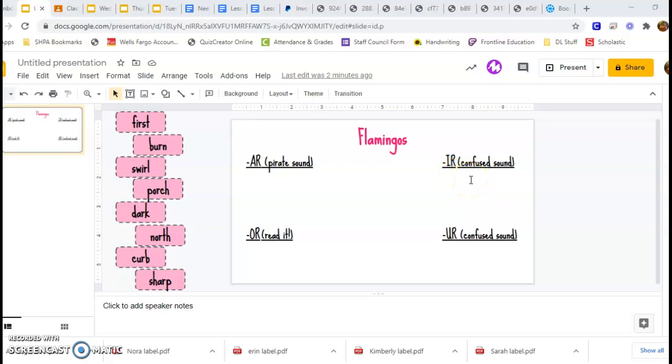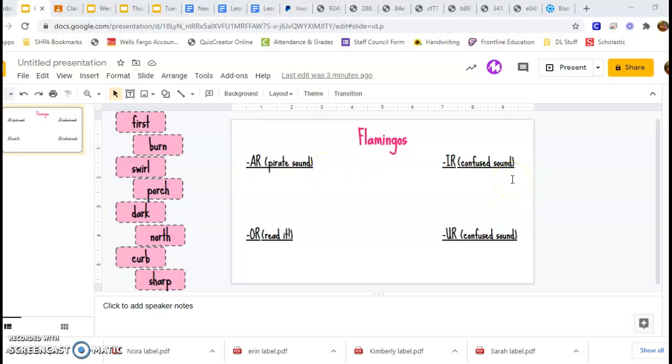Then we have this pattern IR, and I call this one the confused sound. This is the sound you might make if you're not sure how to read a word, or you're not sure how to answer a question. Try making the IR, the confused sound with me. See how so far these don't sound like what you would think an A or an I would be? That's why we call it Bossy R, because that R makes the vowels make a totally different noise than we're used to.